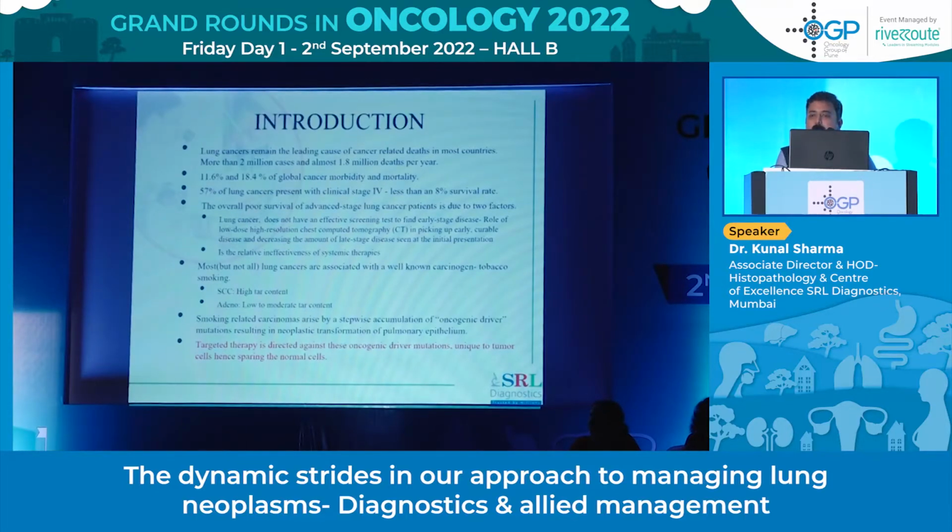Most but not all lung cancers are associated, as we know, with a well-known carcinogen, which is tobacco smoking. The difference is that squamous cell carcinomas are usually associated with high tar content smoking additives, whereas adenocarcinomas are associated with low to moderate tar content additives. What is very important to know is that in lung cancers we don't yet have a very good screening test. Thus, most of these cases are detected in late stages.